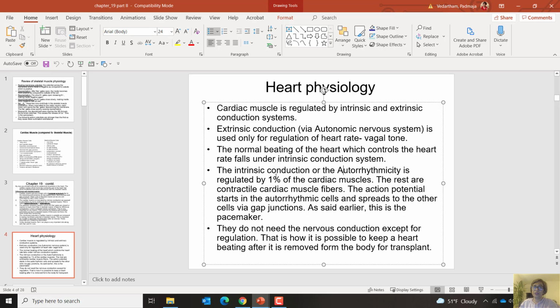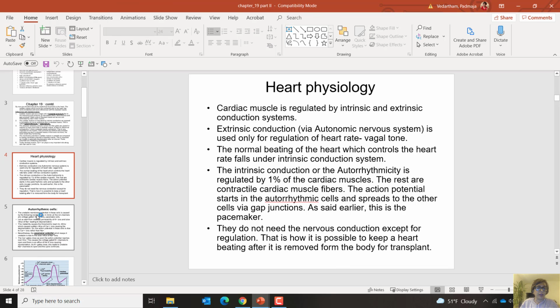That's the only function they have, and they do not need nervous conduction, except to fine tune it. The action potential starts in these non-contractile autorhythmic pacemaker cells, and it spreads to other contractile cells via gap junctions. Okay, so these are the pacemaker cells.